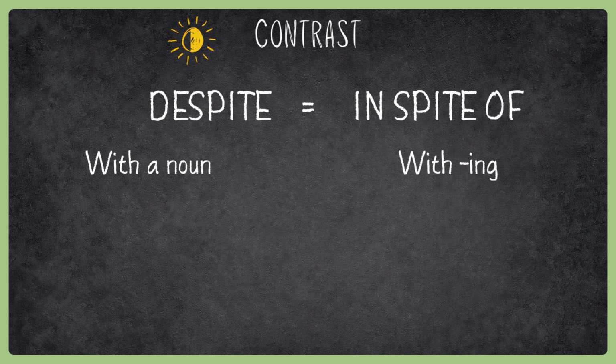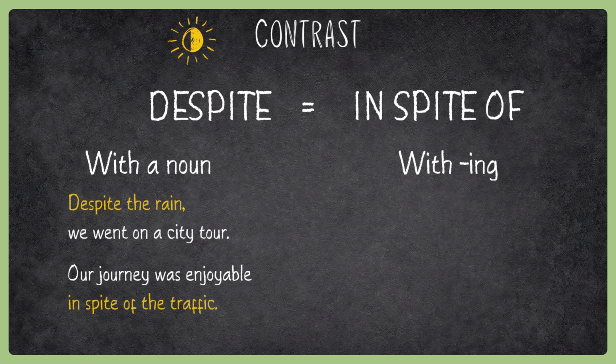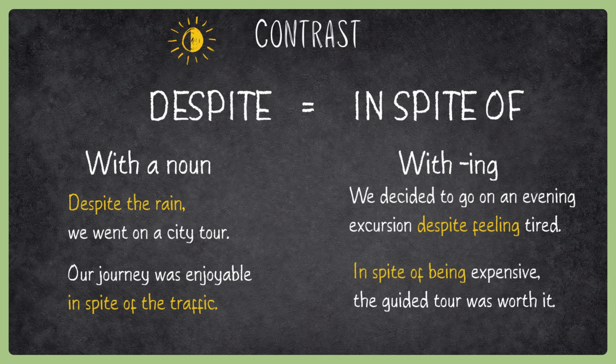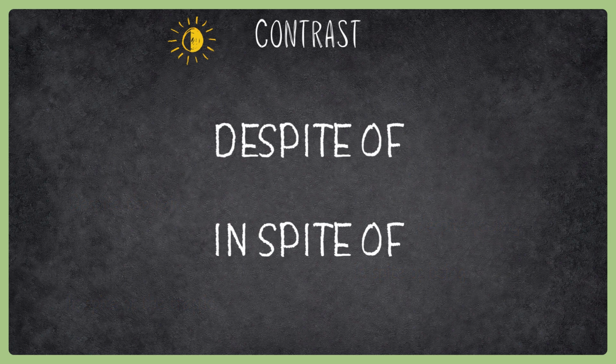Let's look at some more examples. With a noun. Despite the rain, we went on a city tour. Our journey was enjoyable in spite of the traffic. With an ing form, we decided to go on an evening excursion despite feeling tired. In spite of being expensive, the guided tour was worth it. We never say despite of, only in spite of.